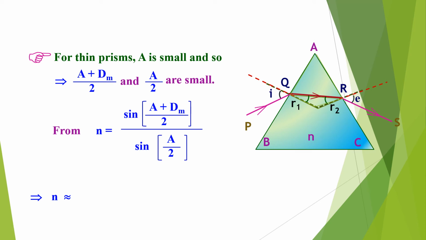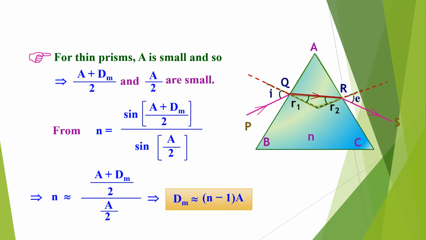So we can write it as n is nearly equal to A plus dm divided by 2 whole divided by A by 2. So this implies 2 get cancelled. Dm can be written as n minus 1 into A, where n is refractive index. So deviation depends on angle of prism. If angle of prism is more, deviation we can expect, which is minimum, that is also more.